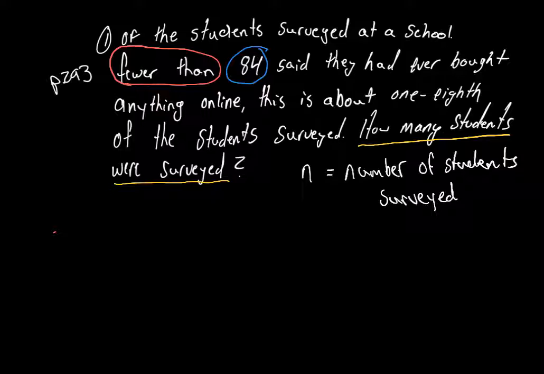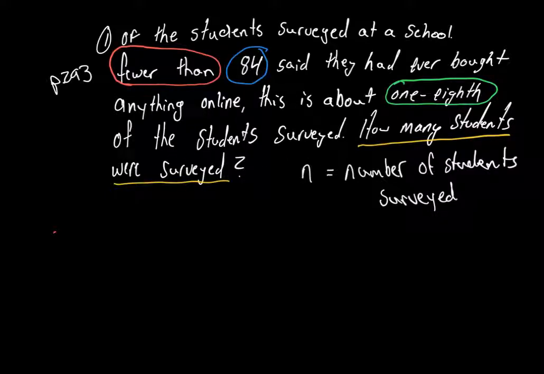This is about 1/8 of the students surveyed. So I just went through, and first I found out what question I needed to answer, which was how many students were surveyed. Then I reread it, and I just tried to pick out the important information. In red, the words fewer than give me a clue. In blue, 84 is a number that I'm probably going to have to use. And in green, 1/8 of the students surveyed.